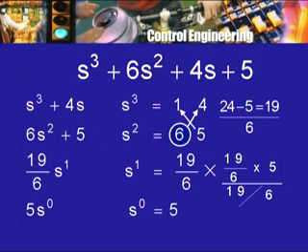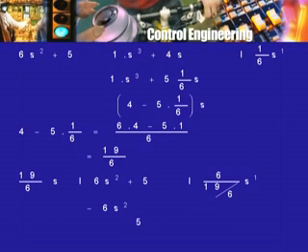Now, look at the table that we had and let us compare and see what we get. So, here on the table I have 1, 4, 6, 5, and the next entry is 19 by 6, and what did I do? I did 6 into 4 minus 1 into 5 divided by 6, and that was that 19 by 6.